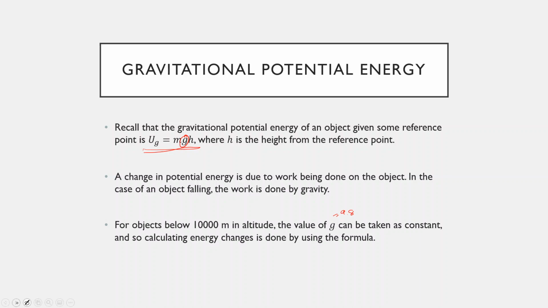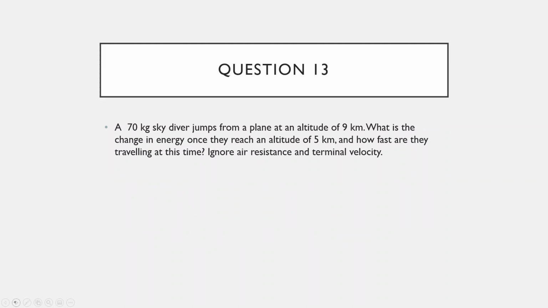Let's do a question. A 70 kilogram skydiver jumps from a plane at an altitude of 9 kilometers. What is the change in energy once they reach an altitude of 5 kilometers? And how fast are they traveling at this time, ignoring air resistance and terminal velocity?